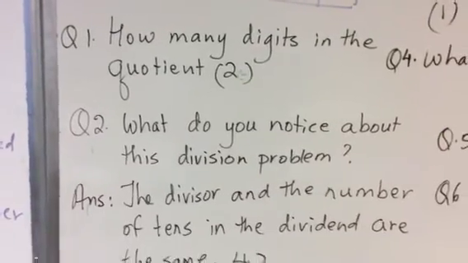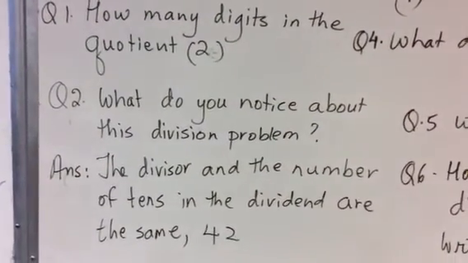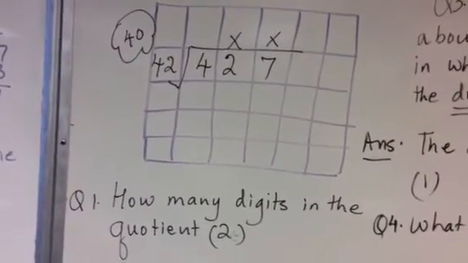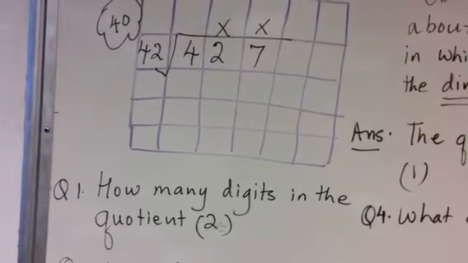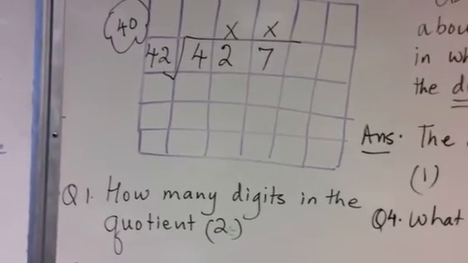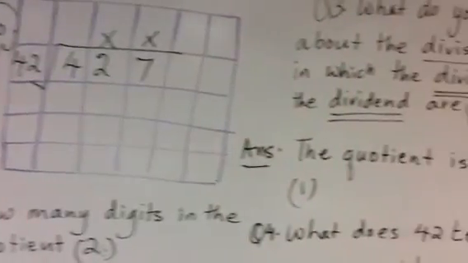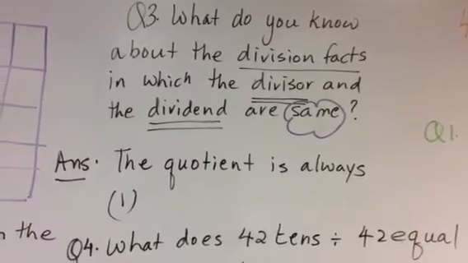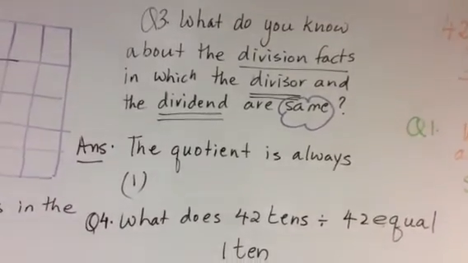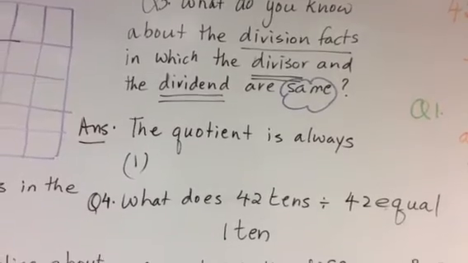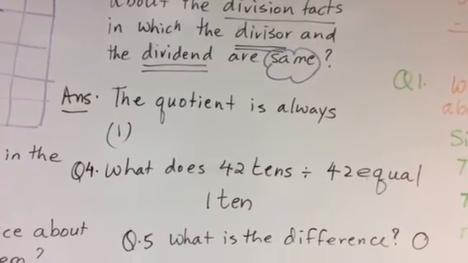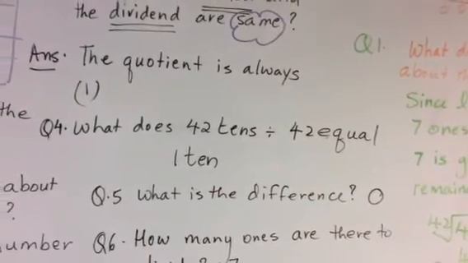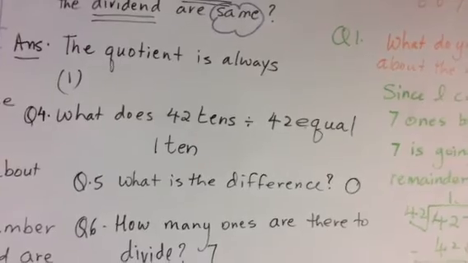The divisor and the number of tens in the dividend are the same, 42. Once again, look at it. 42 divided into 42. What do you know about the division fact in which the divisor and the dividend are the same? The quotient is always going to be 1. So what does 42 tens divided into 42 tens equal? 1 ten. And when you subtract 42 minus 42, it will give you a 0.